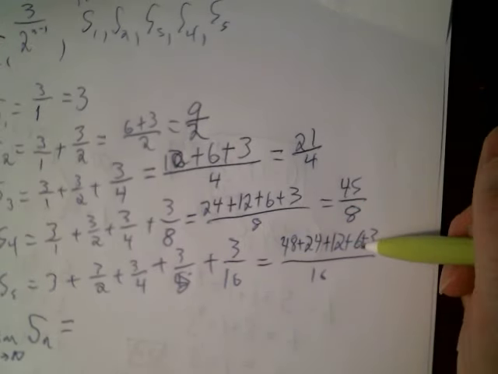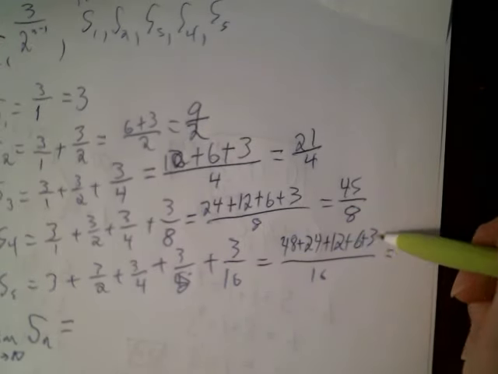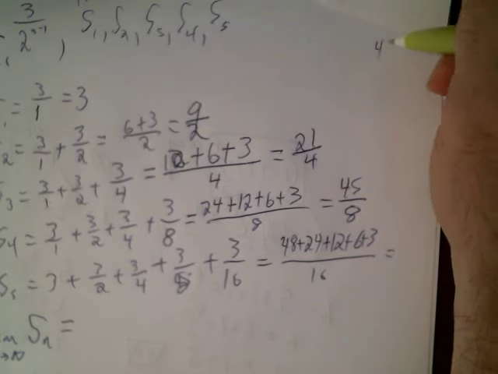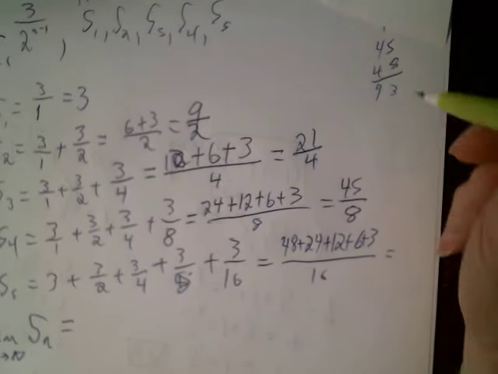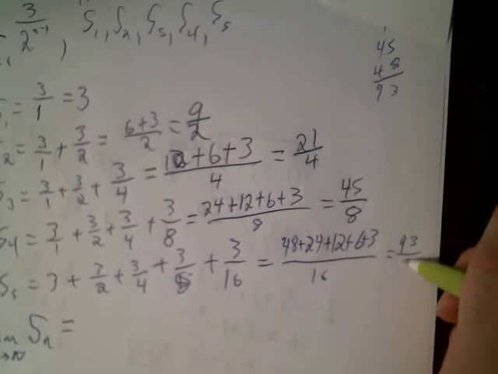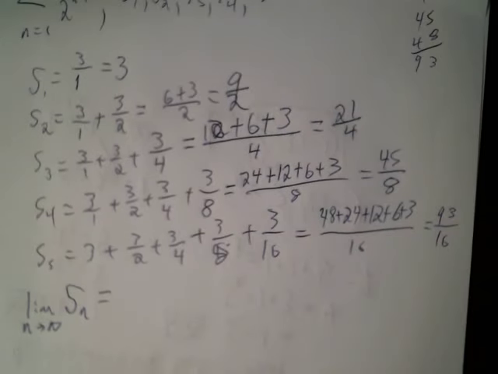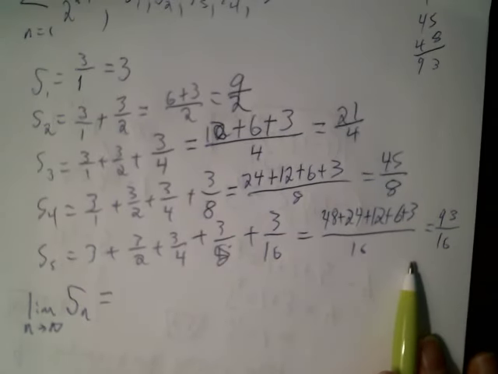So 24 plus 6 is 30, then 42, then 45 plus 48. It's 93 all over 16. Okay, we're trying to find the limit of what this thing is as n goes to infinity.